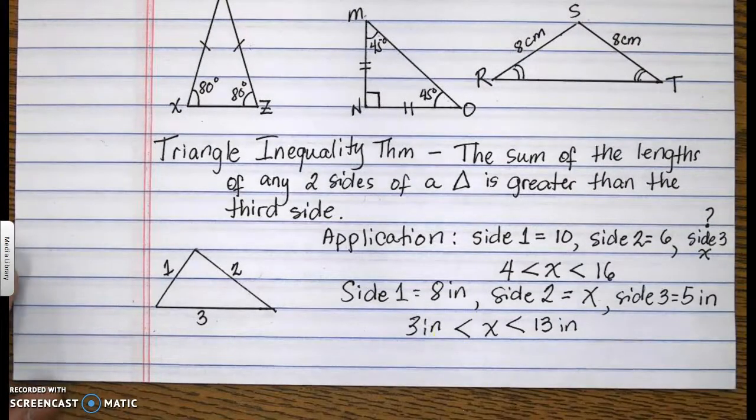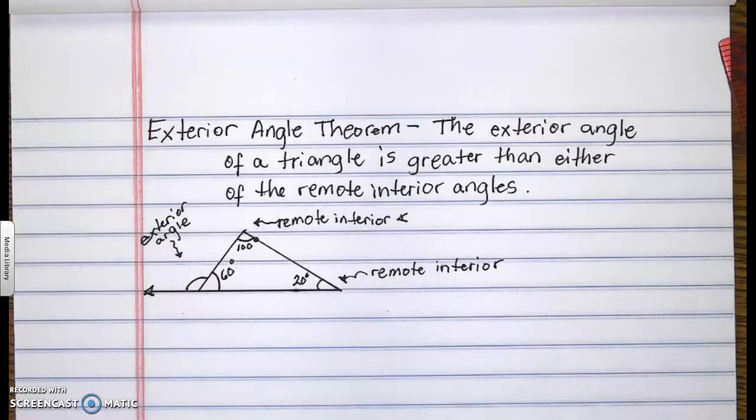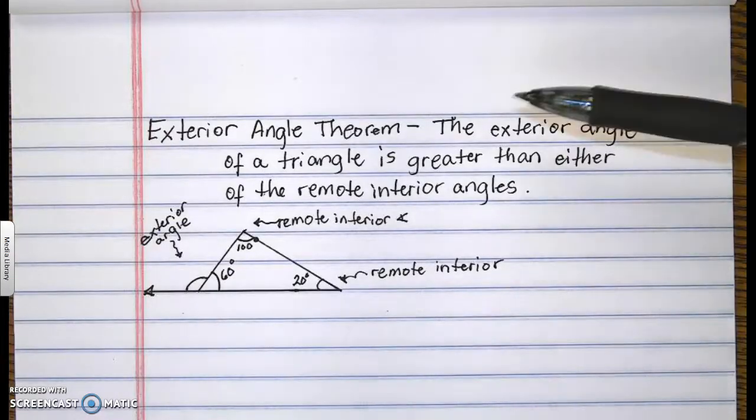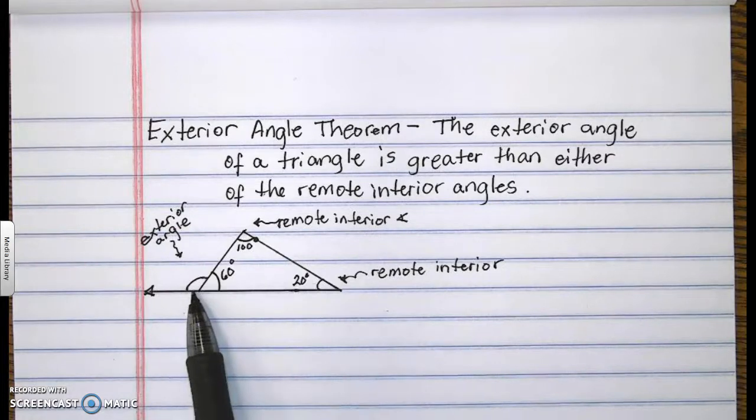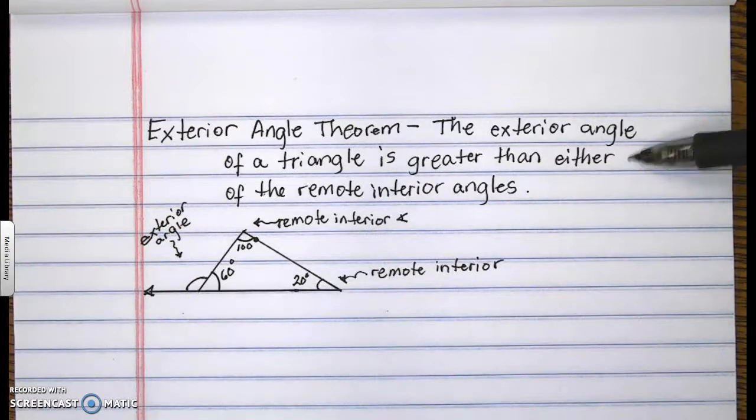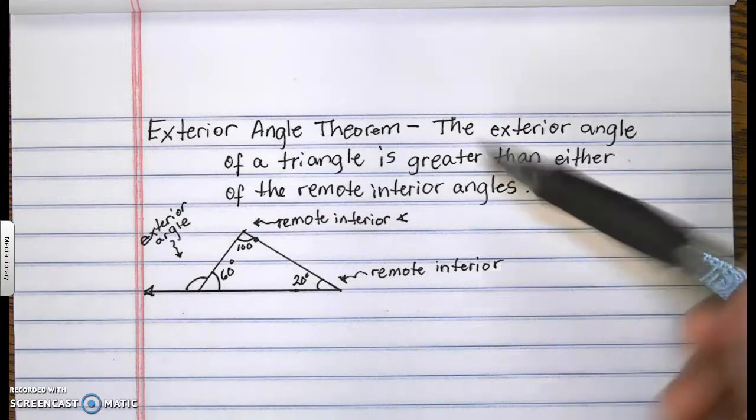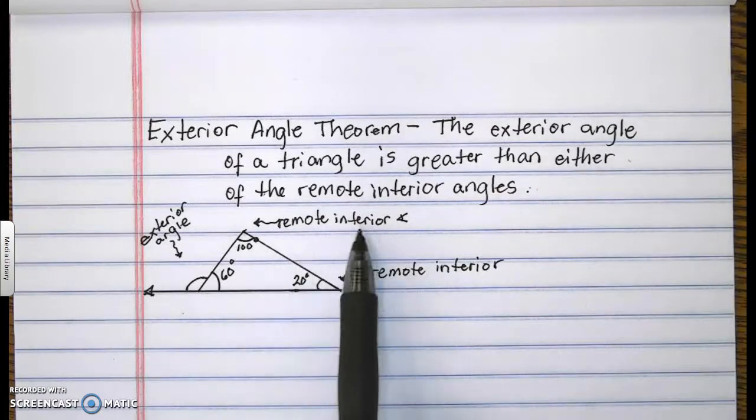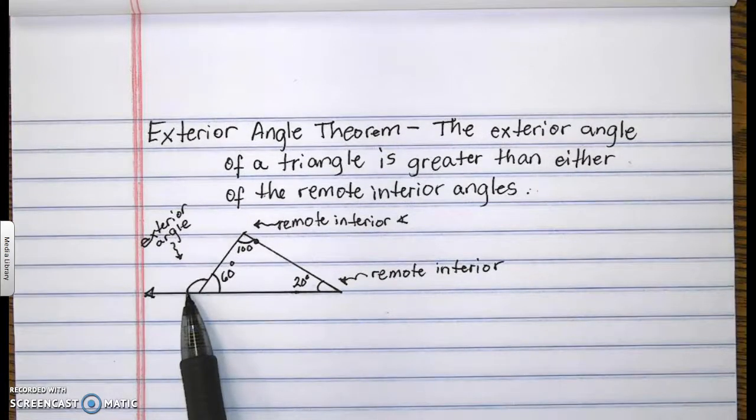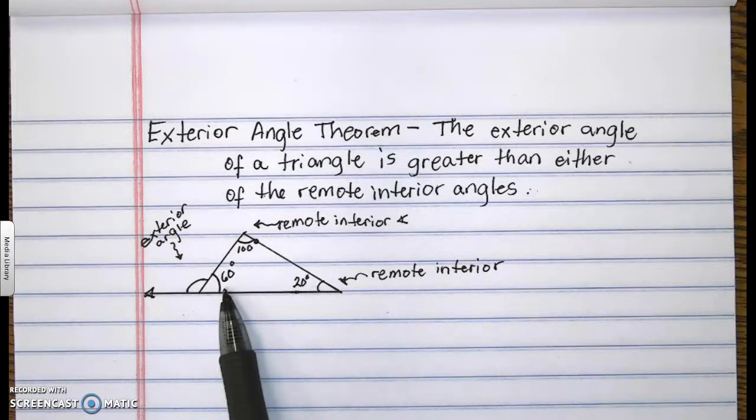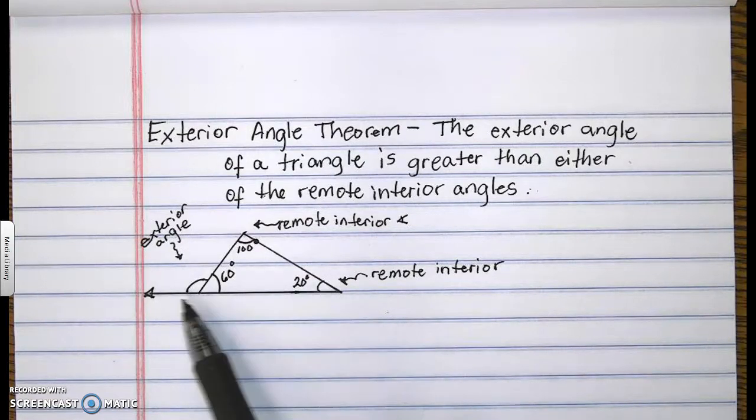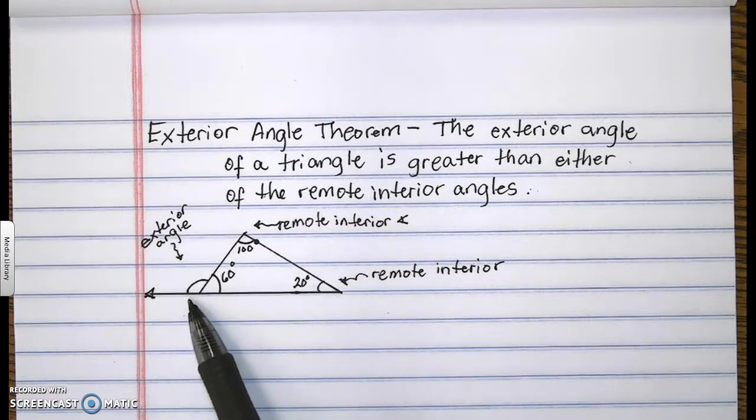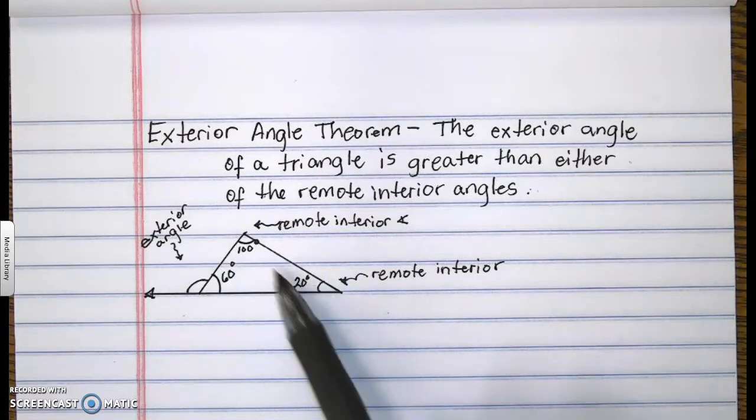So for our next theorem, it says exterior angle theorem, and the theorem states this. The exterior angle of a triangle, which is this one, is greater than either of the remote interior angles. And the remote interior angles are the angles that are far away from the exterior angle. So the 60 right here is not the remote. These two are the remote interior angles. And it says that the exterior angle is always greater than either of the measurements of these two.